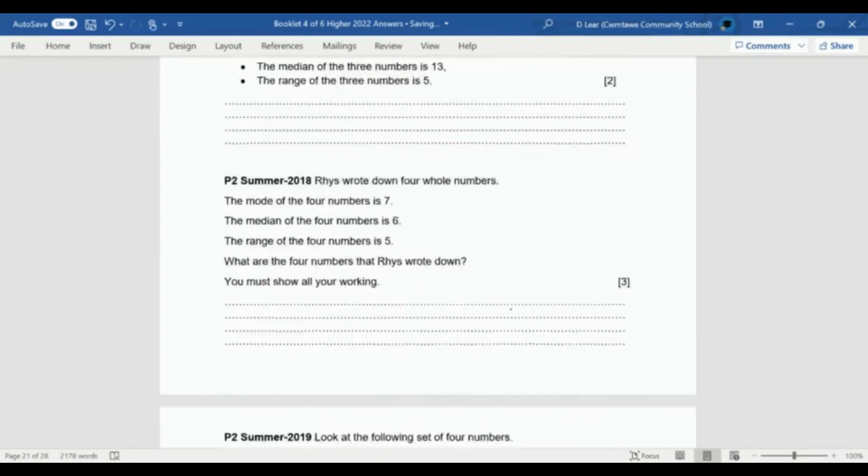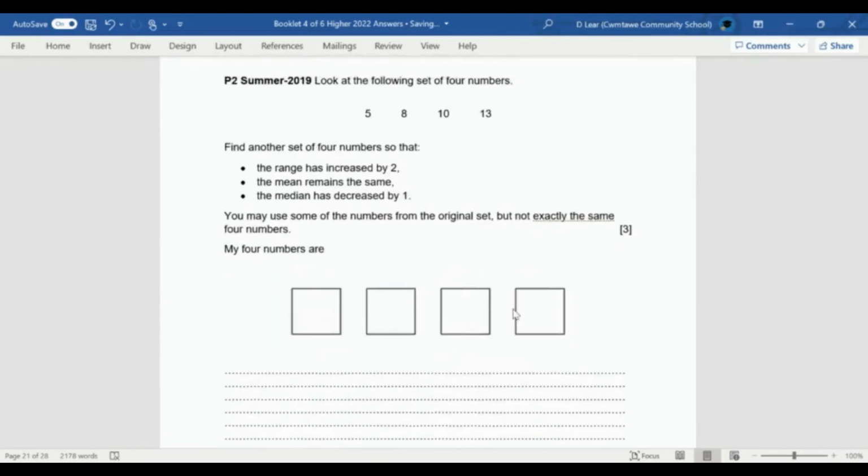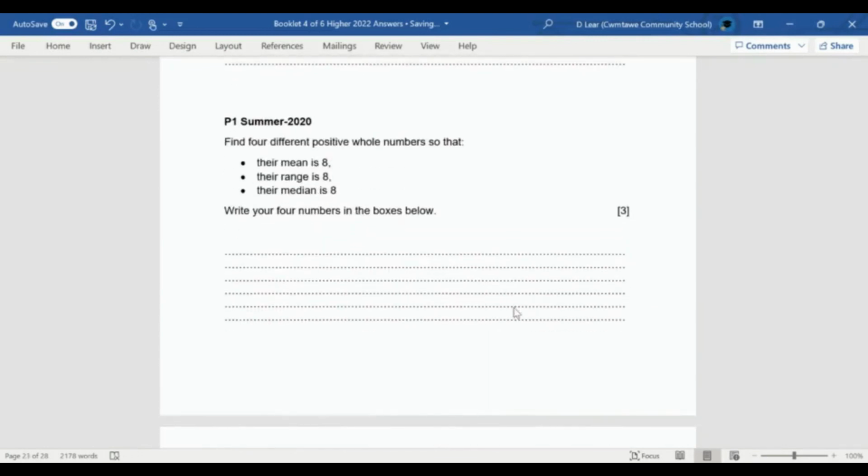What else have we got? Okay, find 4 different positive whole numbers, where their mean is 8. If there are 4 numbers with a mean of 8, that means they need to add up to 32. The range is 8. That means the biggest take away the smallest is 8. And the median is 8. Let's start with that, okay?